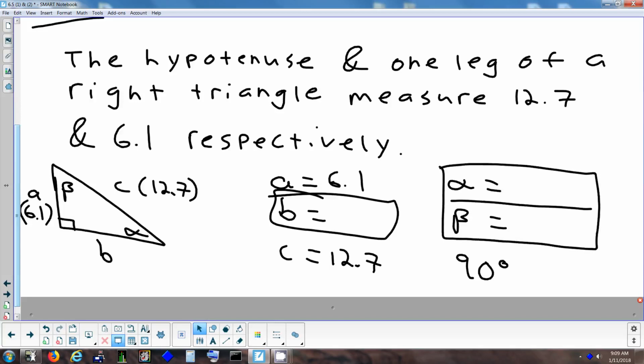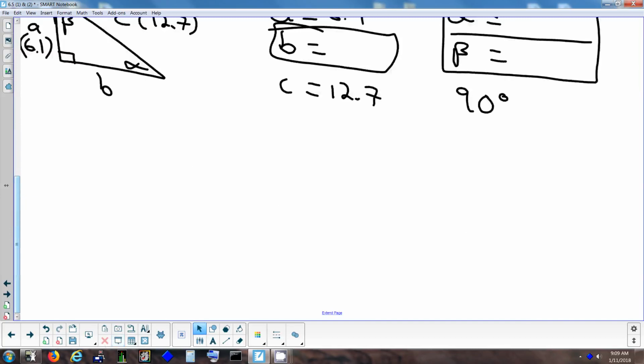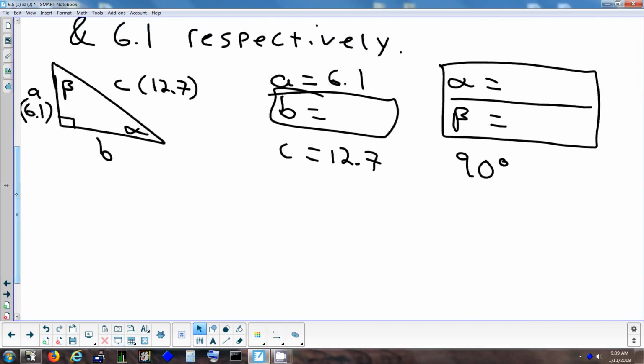Okay. So what can we do in this problem that I'm okay with this time, but I wasn't okay with in the last problem? Yeah? Use the Pythagorean theorem to find the other side length. We can use the Pythagorean theorem because everything we're plugging into it is given. So let's set that up. Caleb, can you set it up for me with my numbers? 6.1 squared plus b squared equals 12.7 squared.